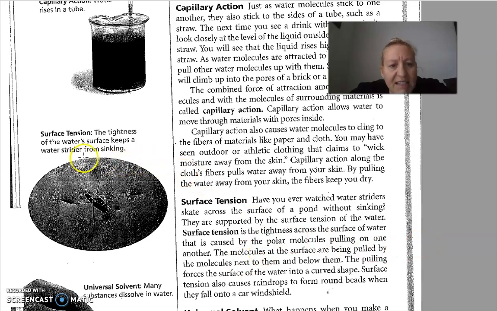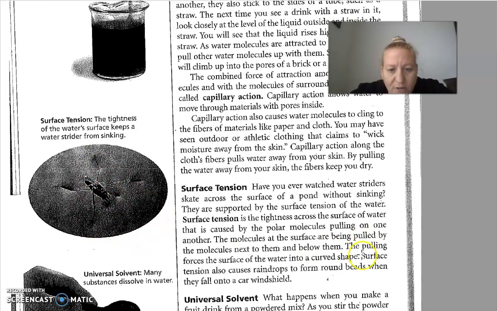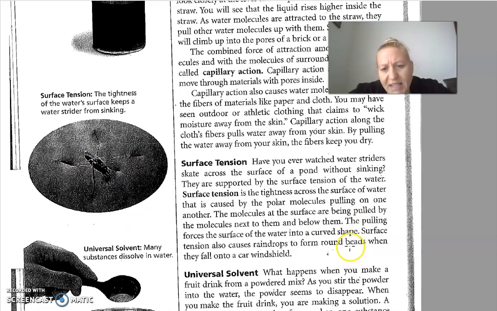Surface tension is the tightness of the water surface. It keeps a water strider from sinking. You can see that over here in the picture. Surface tension. Have you ever watched water striders skate across the surface of a pond without sinking? They are supported by the surface tension of the water.